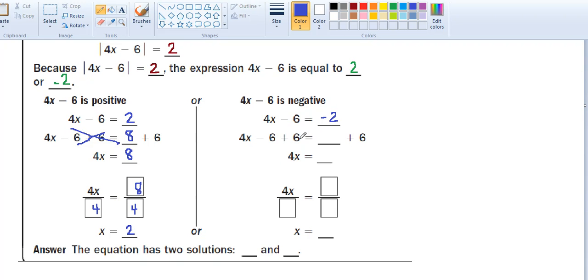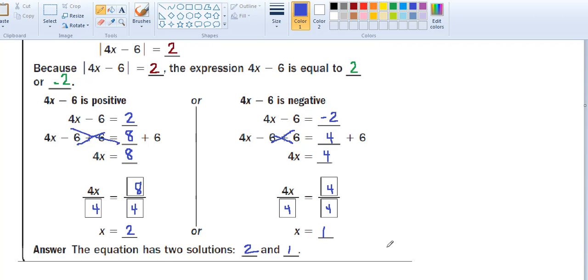Over here on this side, same thing. We're going to be adding 6 to both sides. This becomes 4. And now 4x equals 4. Hopefully you can solve this kind of quickly. And that becomes 1. So the two solutions that work for x in this case are 2 and 1.